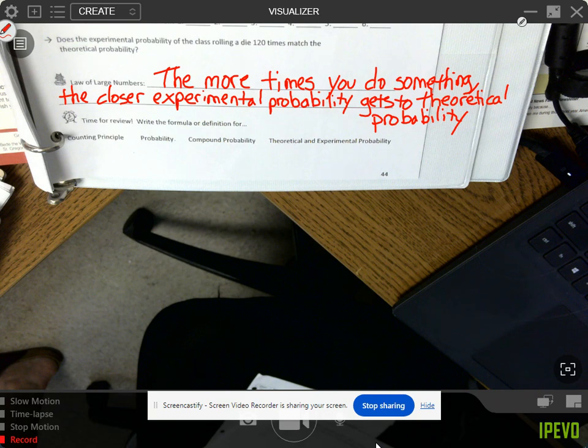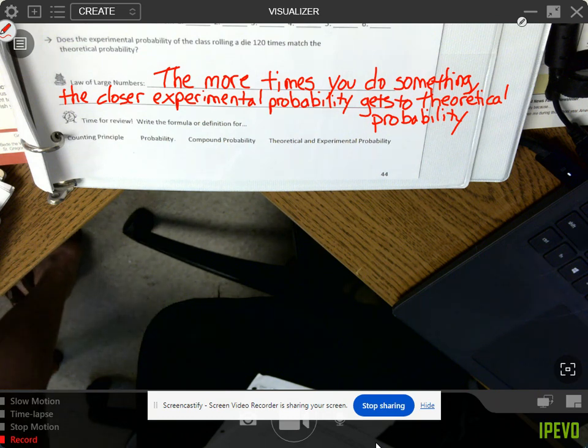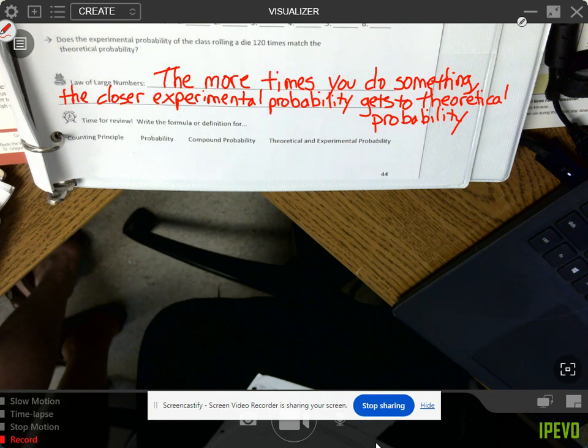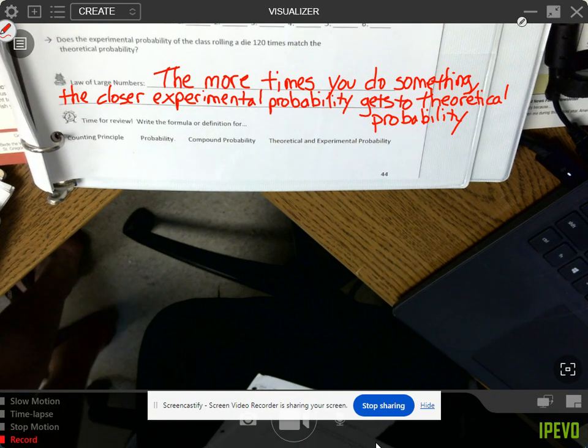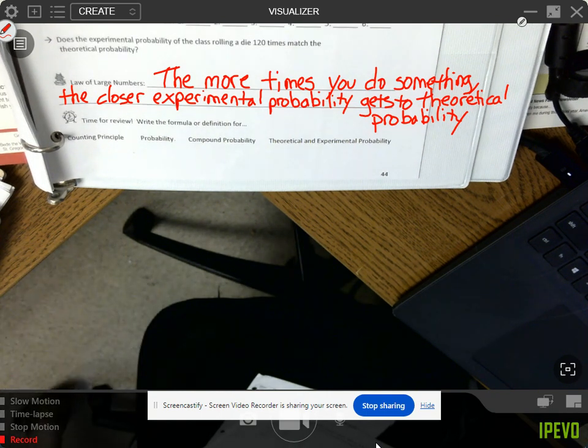Let's look at our review. Write the formula or definition. So I should have seen words, stuff written out. The counting principle. Remember, for the counting principle, you have the event outcomes. The event outcome times the event outcome.